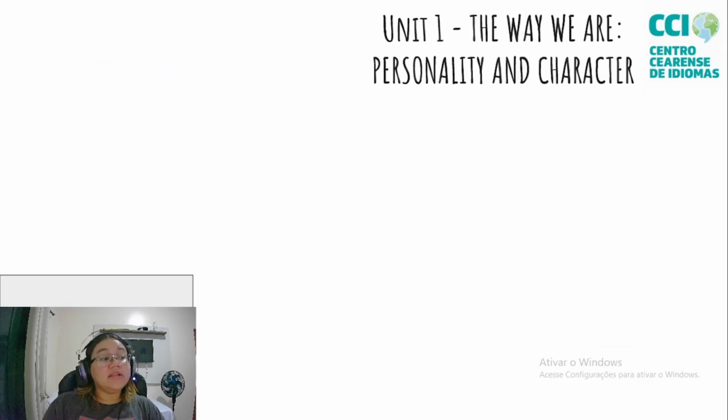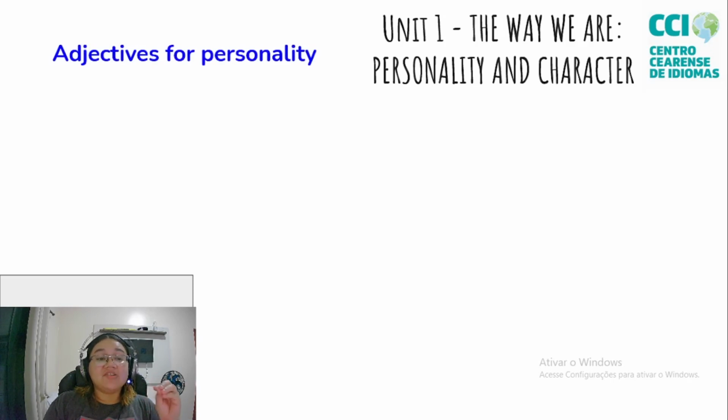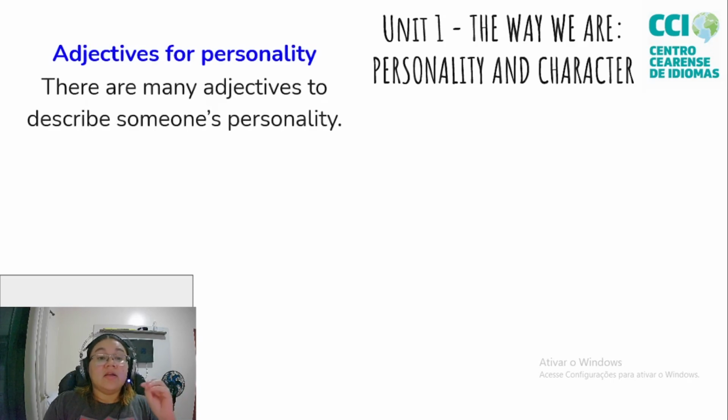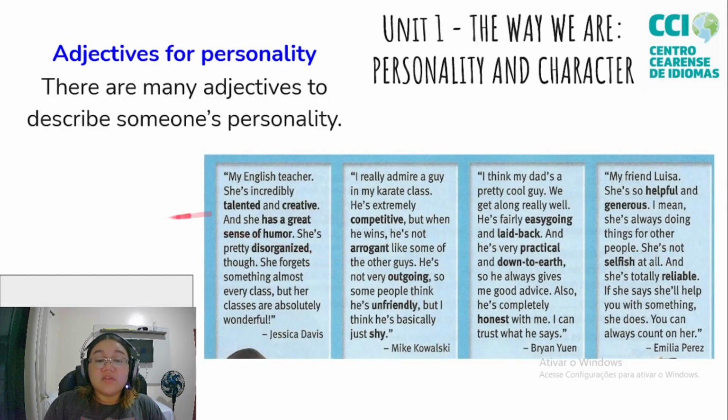Now, finally, to talk about personality and character. We did this in the classroom, right? We did this together. We learned about adjectives for personality. There are many adjectives to describe someone's personality. You guys remember that we saw these texts, right? That these people here, Jessica, Mike, Brian, and Emilia, they're talking about the people that they admire.